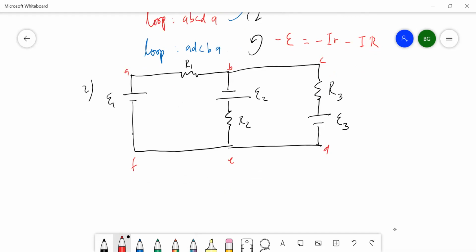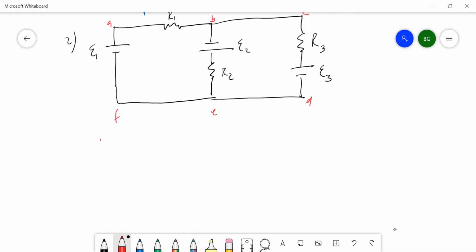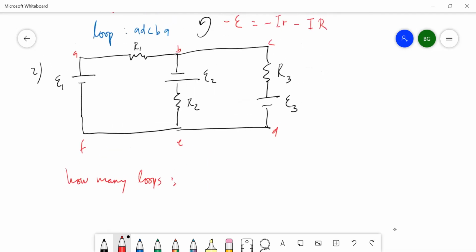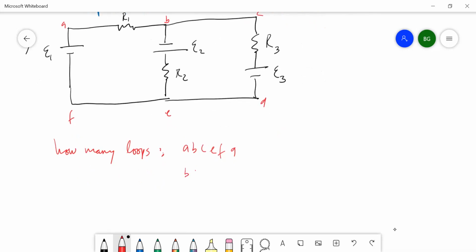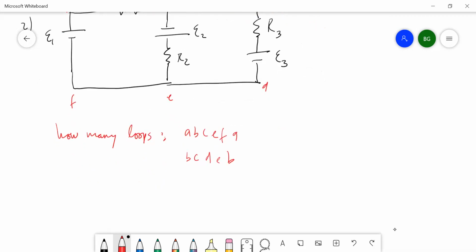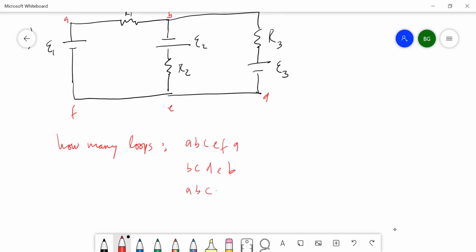How many loops here? Simple question, how many loops? Two. So let's identify them. A, B, C, E, F, A. Then we get B, C, D, E, B. And we get also A, B, C, D, E, F, A.